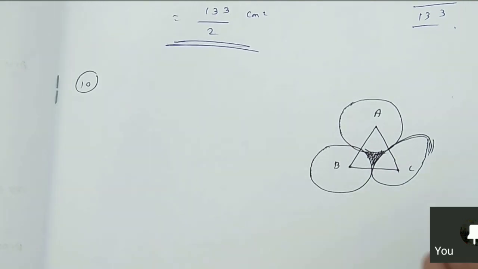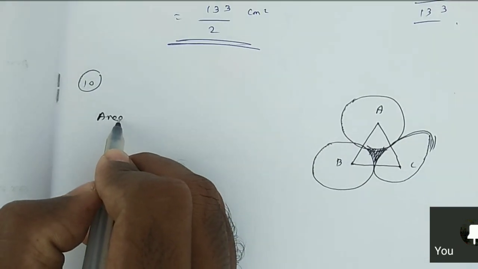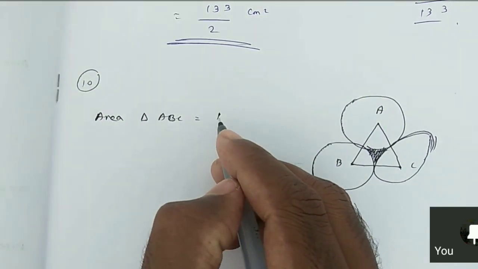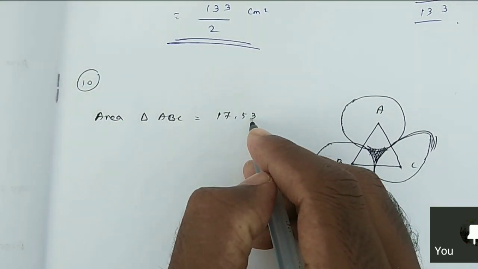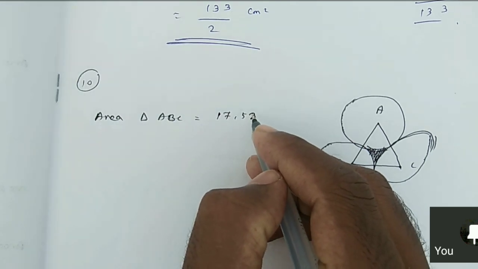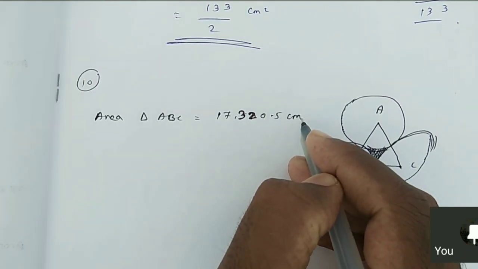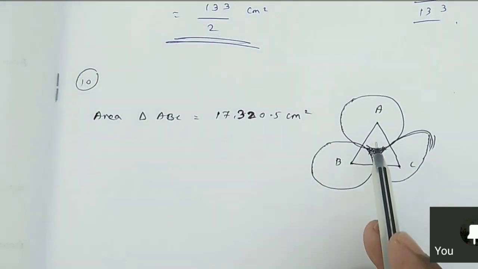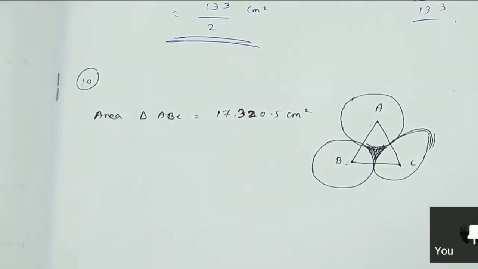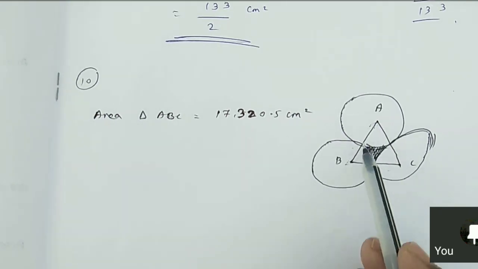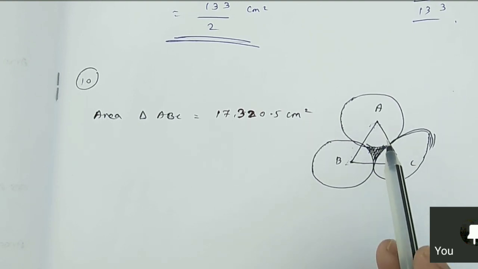So what is the area of a triangle? Area of triangle ABC, what is it? 17,320.5 centimeter squared. They given only the area of the triangle alone. But we don't know the radius, and we need to find the remaining sides, right? It is an equilateral triangle, so from this equilateral triangle, here they given the area.